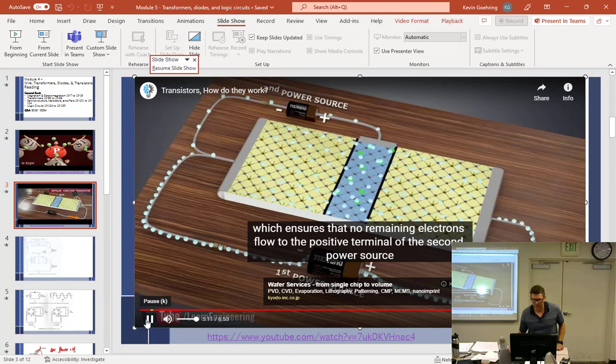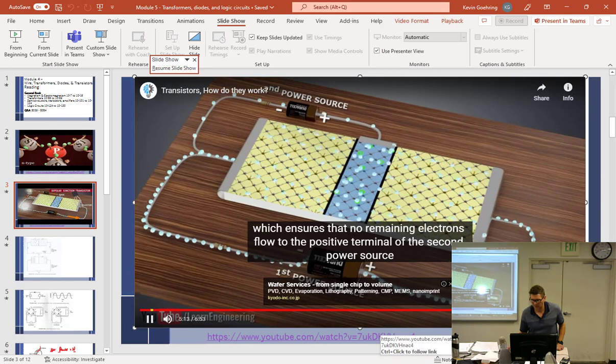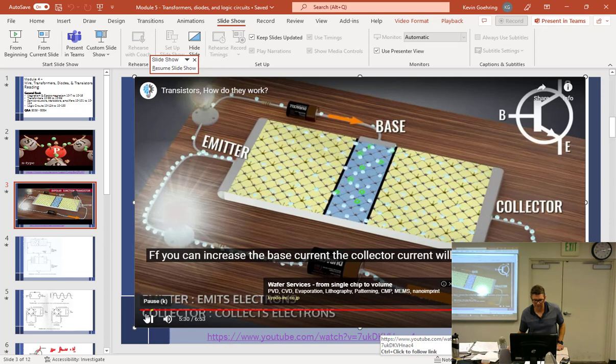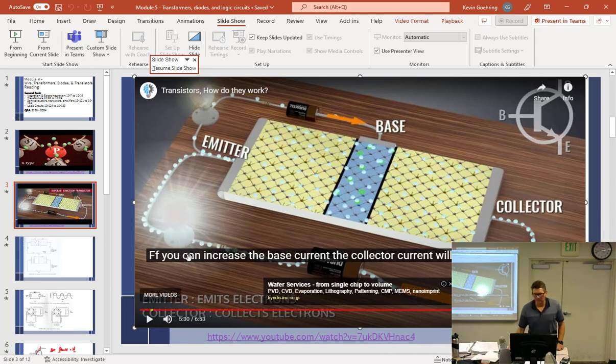Ensures that no remaining electrons flow to the positive terminal of the second power. There it The is. collector current will increase. There. All right. So, let me see.